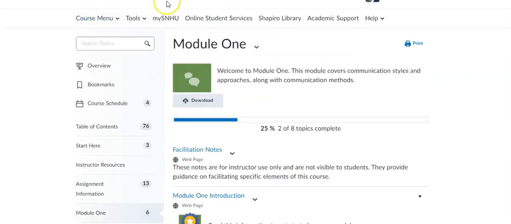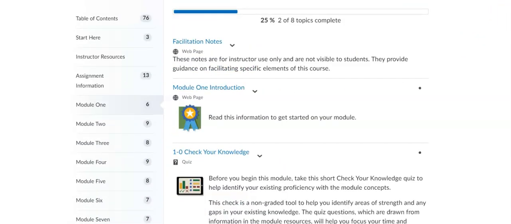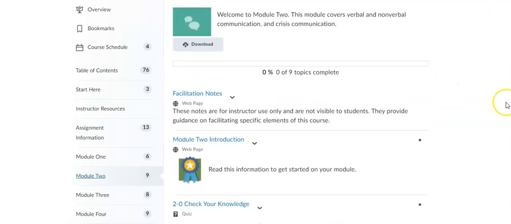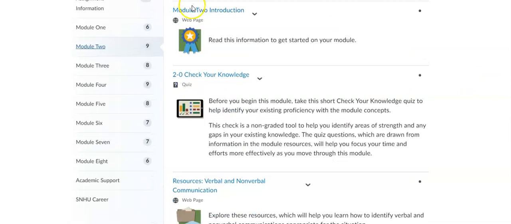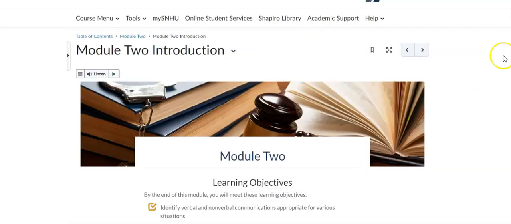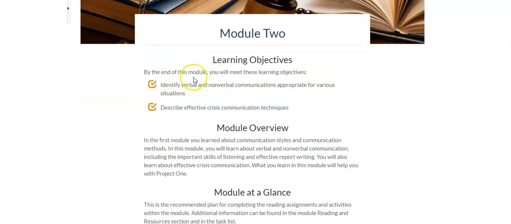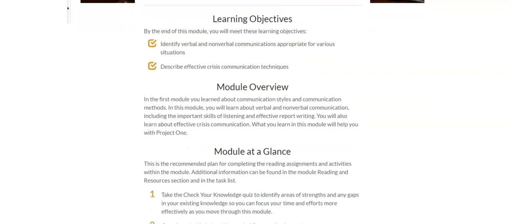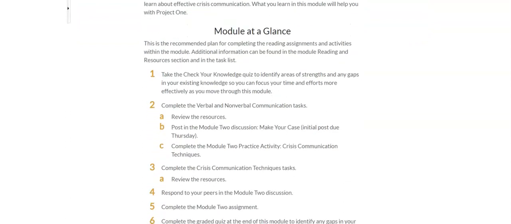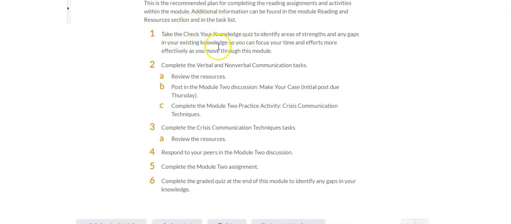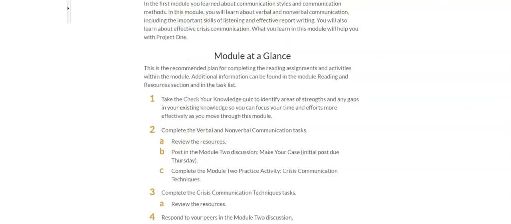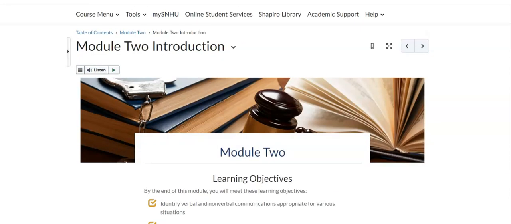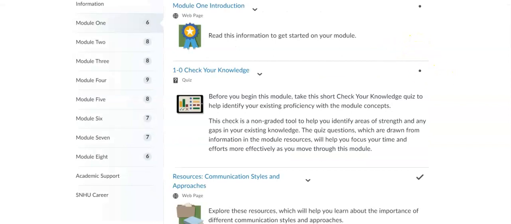So what do we have coming up next, right? We've got Mod 2. Let's see what's going on with Mod 2. Welcome to Mod 2. Make sure you read your introduction. Take a quick peek at that. Your objectives here are to identify verbal and nonverbal communications appropriate for various situations. It's context always, right? Describe effective crisis communication techniques, etc. And here's the module at a glance. Again, make sure you look at these. This is a great way to plan your day and week.